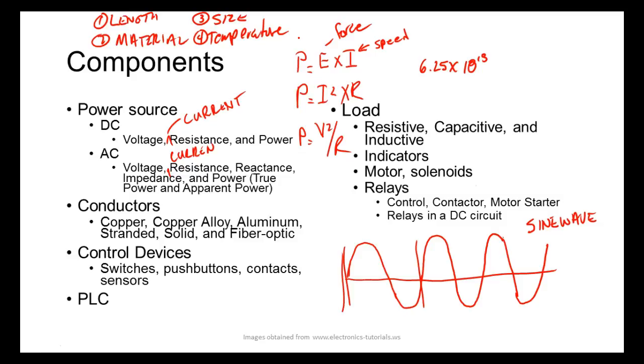What's nice about a relay is a relay can have one or more what we call contacts on it. So we can get relays that have a lot of contacts or relays that have one, right? The number of contacts a relay has, by the way, is called a pole. So if it says it's a 5-pole relay, you know there's 5 contacts inside.